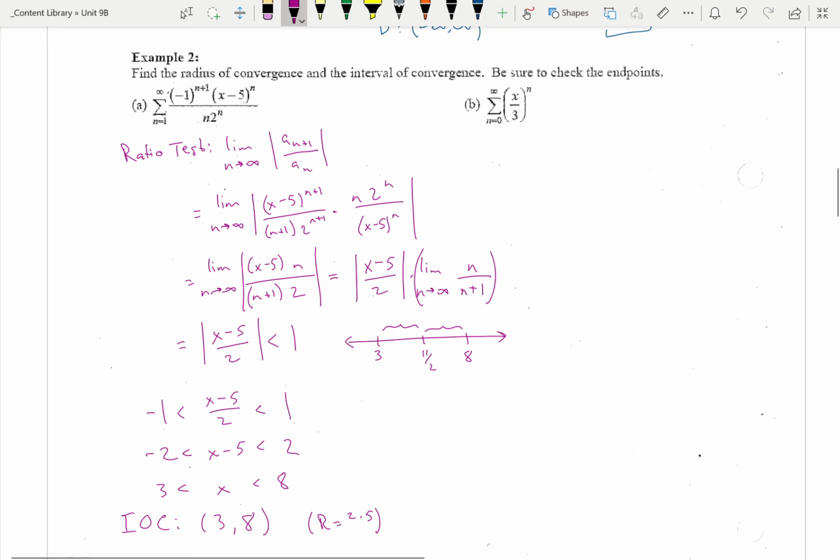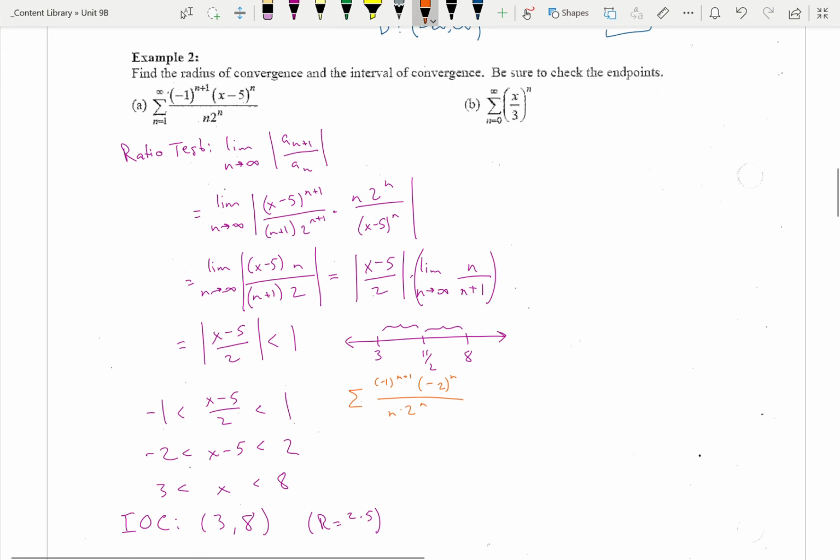So we're not quite done yet. We have to now check the endpoints. We're going to ask the question, does this series converge when x equals 3? So we'll look at negative 1 raised to the n plus 1 times, let's see, x minus 5 is going to be 3 minus 5, so that's going to be negative 2, raised to the n divided by n times 2 to the n. Okay, so we replace all of the x's with 3's, and we're asking the question, does this series converge?